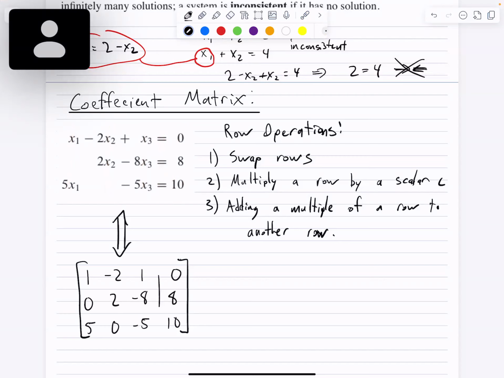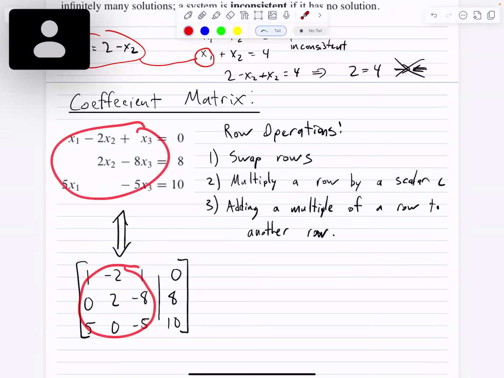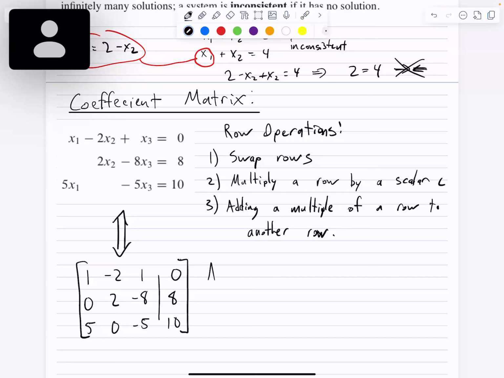And I like to put a little line here to let me know that this is the coefficients for the linear system, and this is the solution, or sorry, what it's equal to. So this is called an augmented coefficient matrix. The augmented part is this line right here.